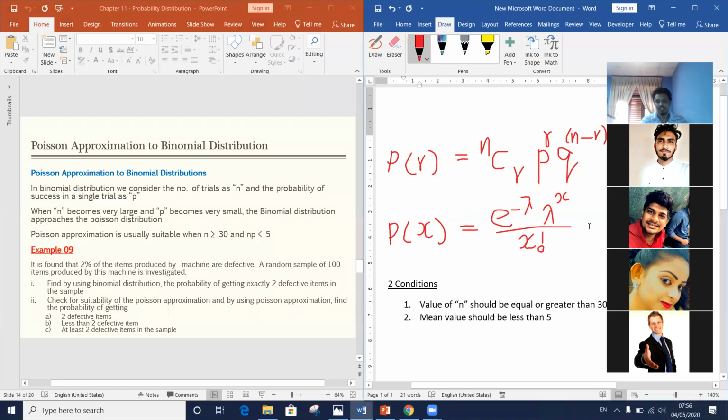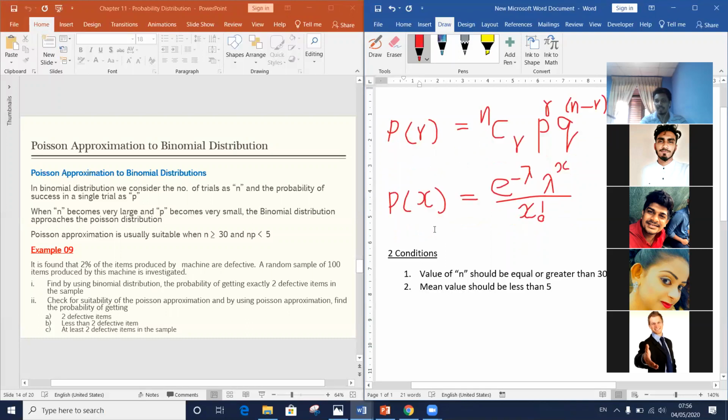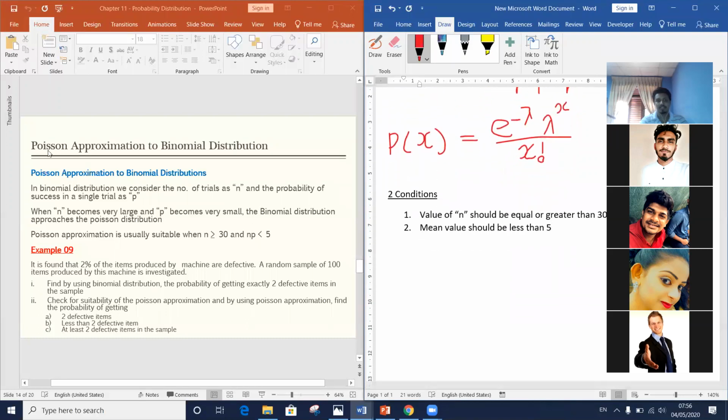If we satisfy these two conditions, we can use either of these formulas to calculate the probability. That is what we mean by Poisson approximation to binomial distribution. Whether we use this one or that one, there is no significant difference. There is a small difference; we do not get exactly the same answer, but we get a very close answer. Right. Example number 9.